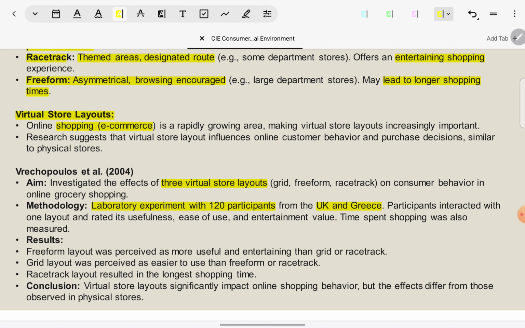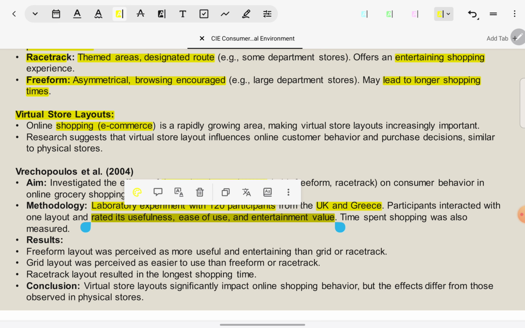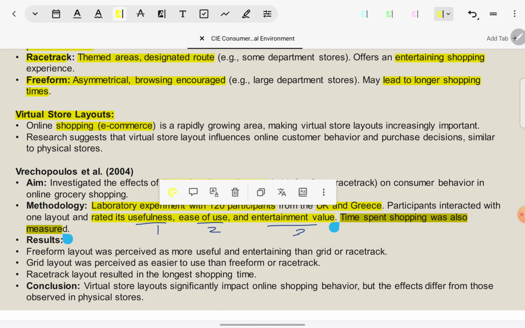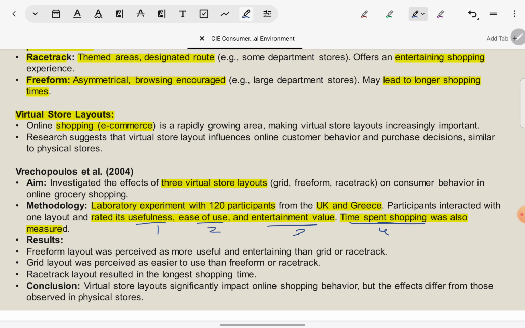They made participants view all the 3 layouts and to rate them in terms of usefulness, ease of use and entertainment value. Each of the layouts had to be rated on each of these parameters. And they also recorded how much time consumers gave shopping in each of the layout. So that's like a 4th dependent variable, the other 3 on rating scales.